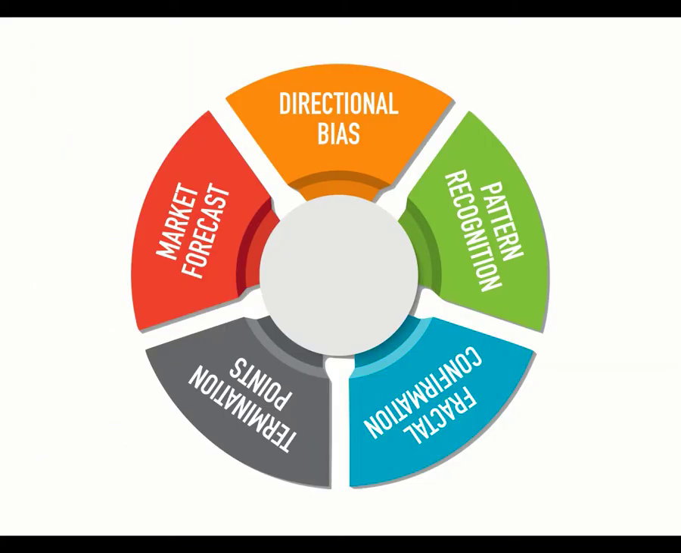Now, this is the 5-step framework, all you need to know for Elliott wave. Of course it starts, on top, with directional bias, which is the first thing we're going to talk about, followed by pattern recognition, something that many people struggle with in Elliott wave. And then we'll talk a little bit about fractal confirmation, right?